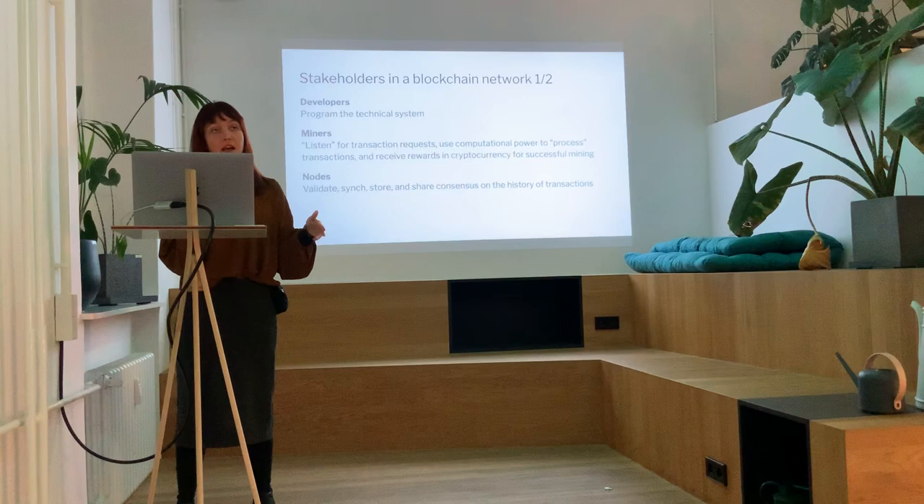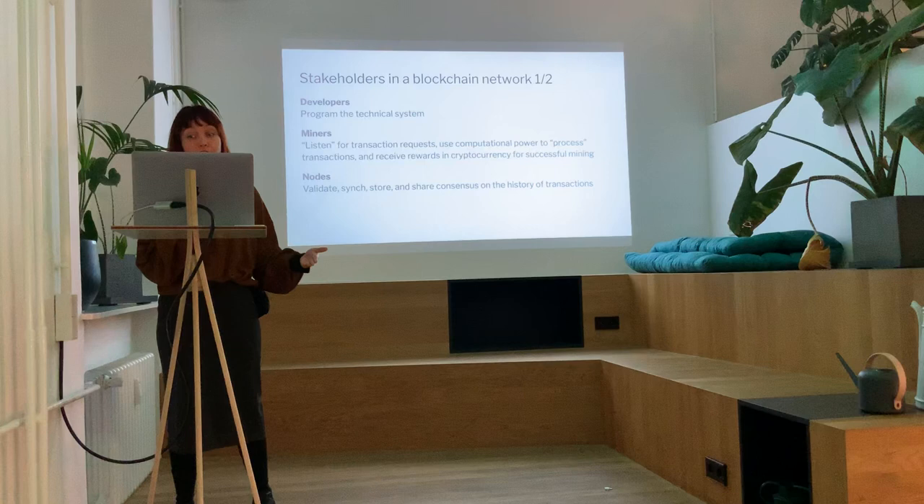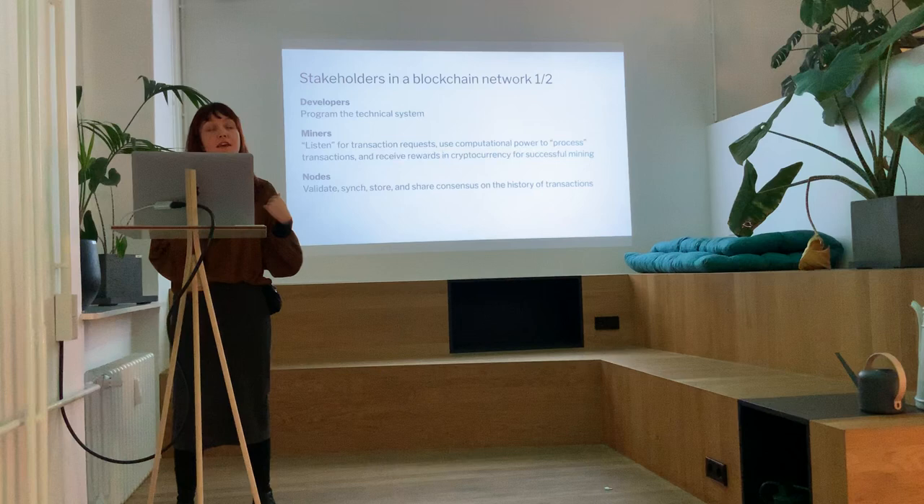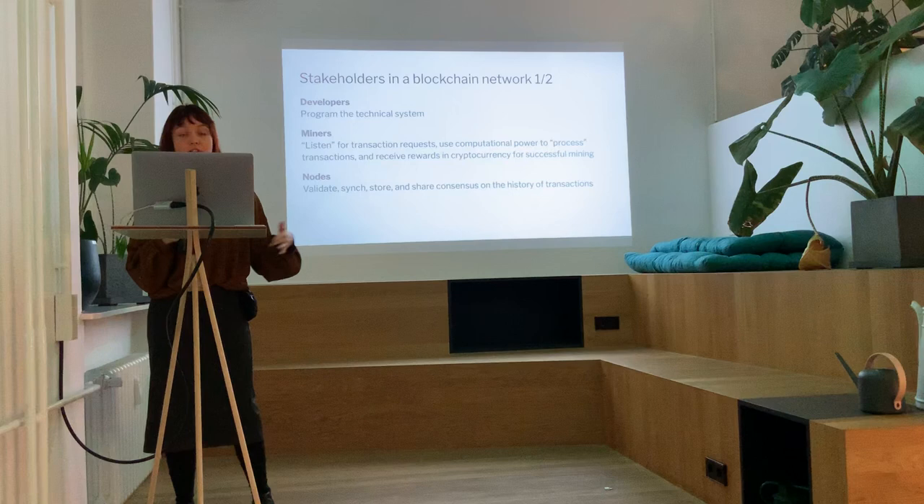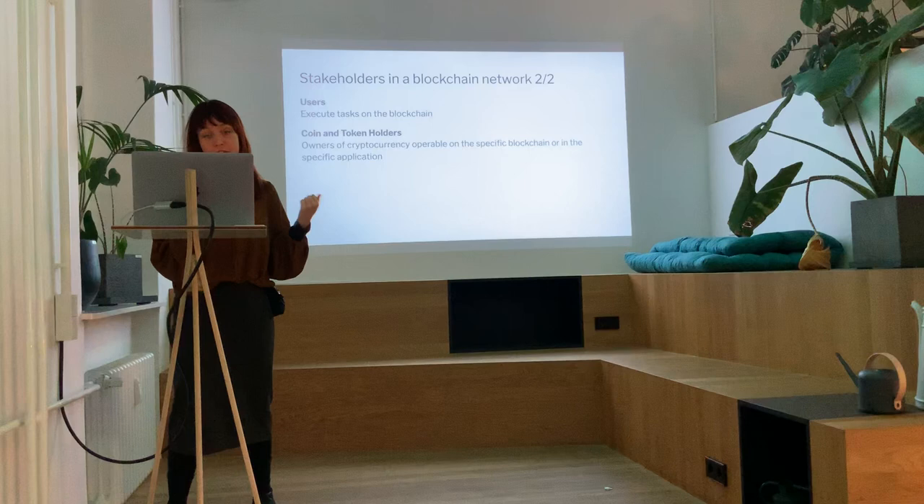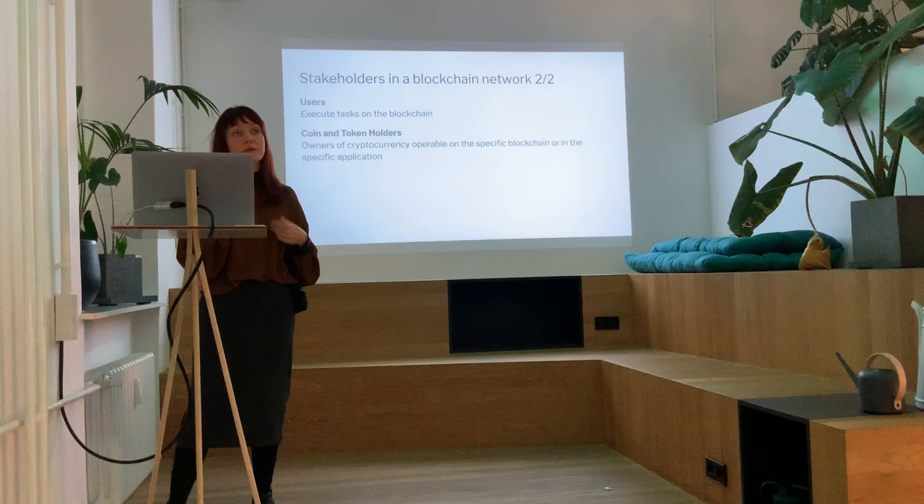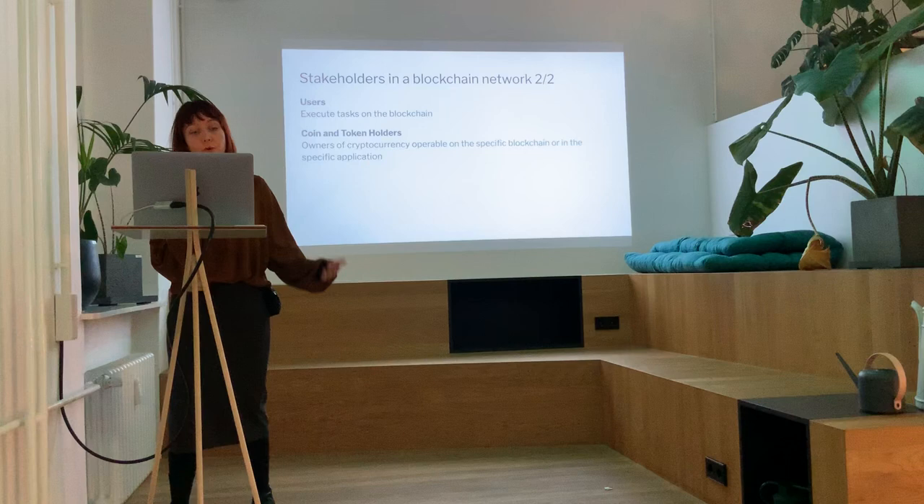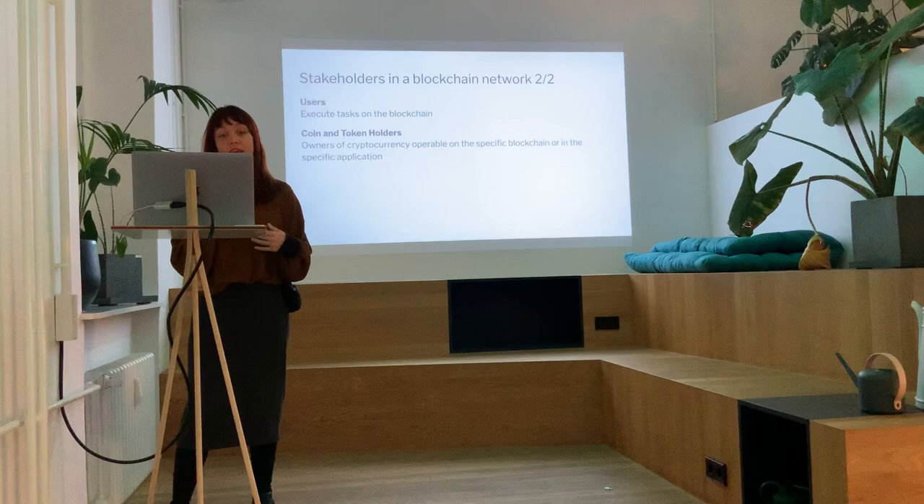And then there are nodes. Nodes usually download the record of transactions, and they validate, sync, store and share consensus on the history of transactions. The incentive for this is that you have better security, and also you do others a favor. The more records of all the transactions that are distributed, the better the health of the network. And also, for some people who are quite paranoid, you want the full system on your machine at all times. And also, there are users, any user who executes a task on the blockchain, whether it's sending money or, in more complex blockchains like Ethereum, interacting with an application. And then there are also coin and token holders. So people who hold things like Bitcoin and Ether have a stake in them going up or down or otherwise.